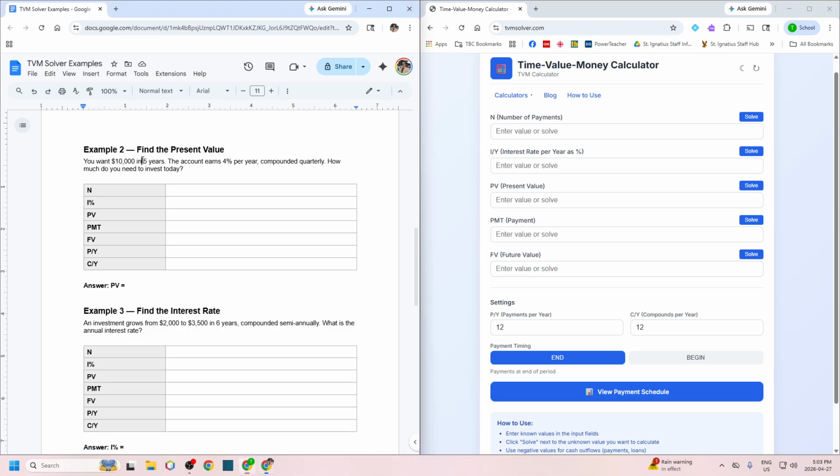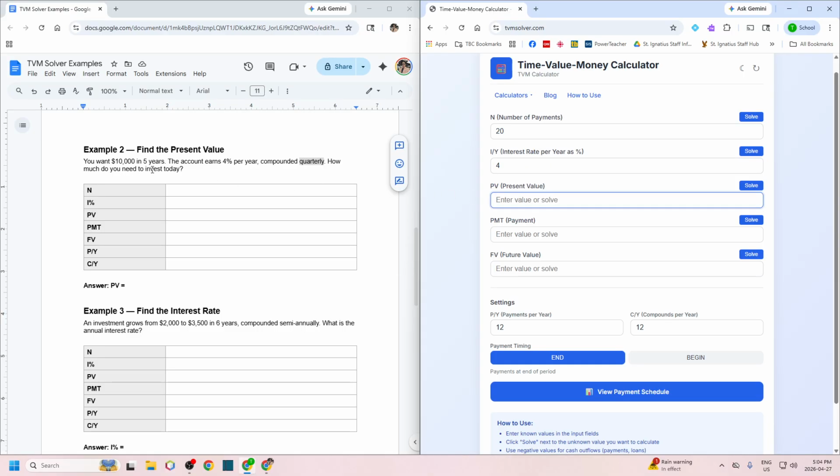N is going to be 5 years. And because it's quarterly, it's 4 times a year. So let's go 5 times 4. That's going to be 20 compounds is what's going to happen here. Our interest rate is 4%. The PV, I do not know this.